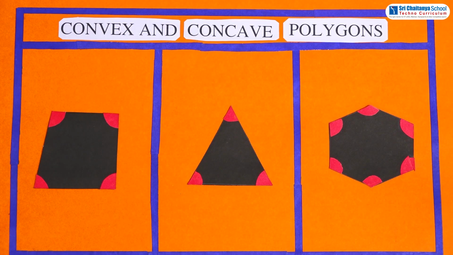These shapes are closed figures, and these closed figures are called polygons. Paste these polygons on a paper. Here are 3 polygons.